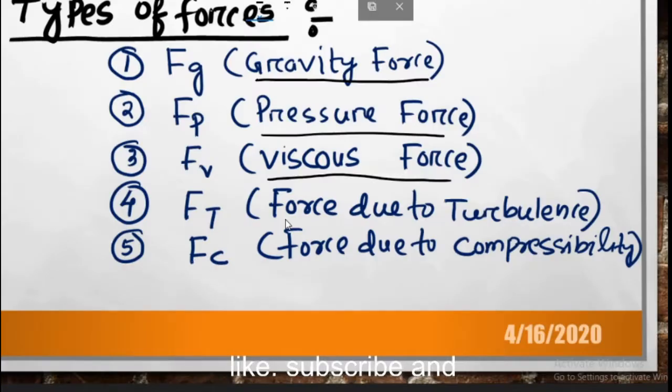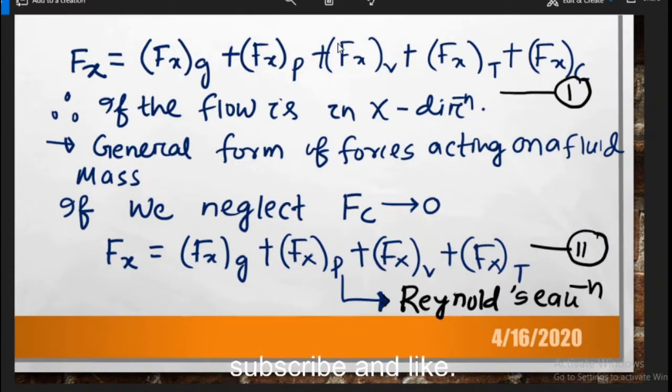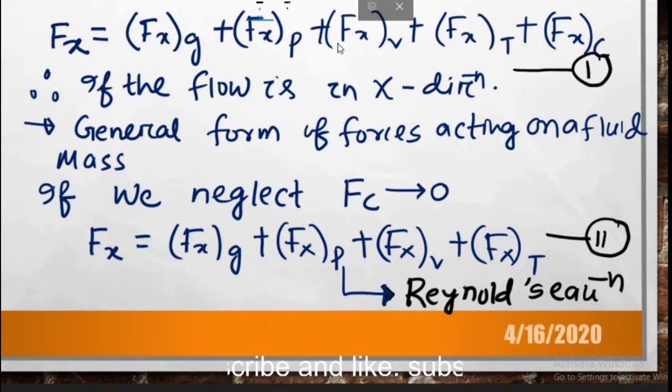Now if you want to write down the net force acting on a fluid mass, the net force in the x direction will be equal to the force in the x direction due to gravity, plus the force in the x direction due to pressure, due to the viscous force, due to the turbulence force, and due to the compressibility force. So this is if the flow is considered in the x direction.